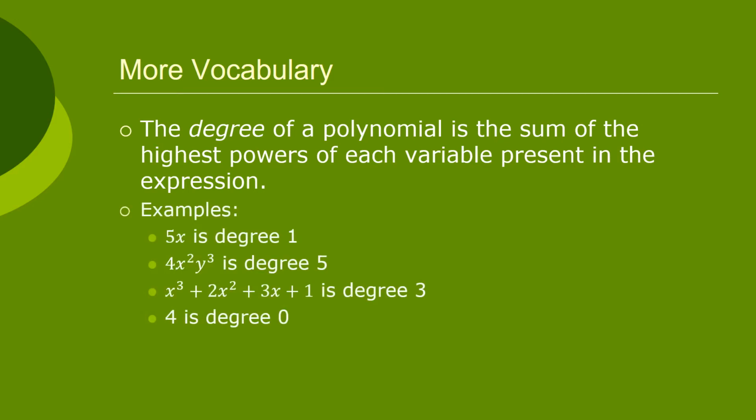Here are some examples for you to look over. 5x has one variable, and the one variable has a power of 1, so 5x is of degree 1. Whereas in the second example, we have two variables involved, and the highest power of x is 2 and y is 3. Adding those together, 4x squared y to the third is of degree 5. Interestingly enough, a longer polynomial, a four-term polynomial, in example 3 is of degree 3 because there's only one variable. Any constant is always of degree 0.